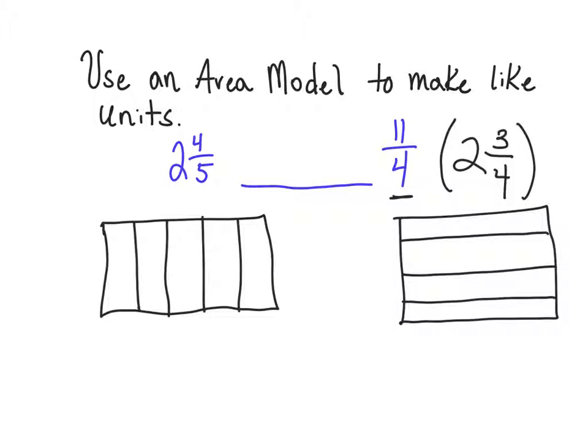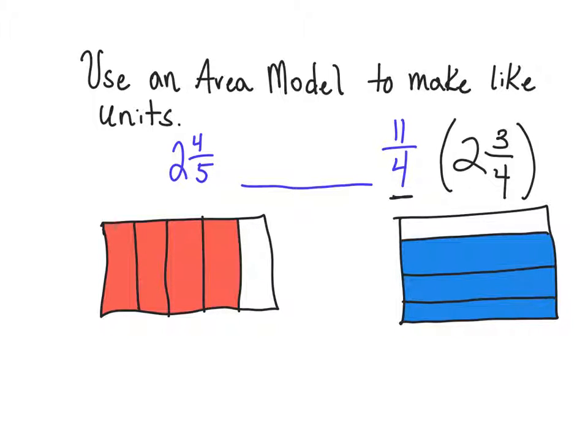And we're going to shade in for those fifths, we're going to shade in 4, and on the fourths we're going to shade in 3/4. We're going to shade in 3. All right. Now what we have to do is cut them up. Since one got cut up into fifths, we're going to cut that one up into fourths. And since that one was cut up into fourths, we're going to cut this one up into fifths.